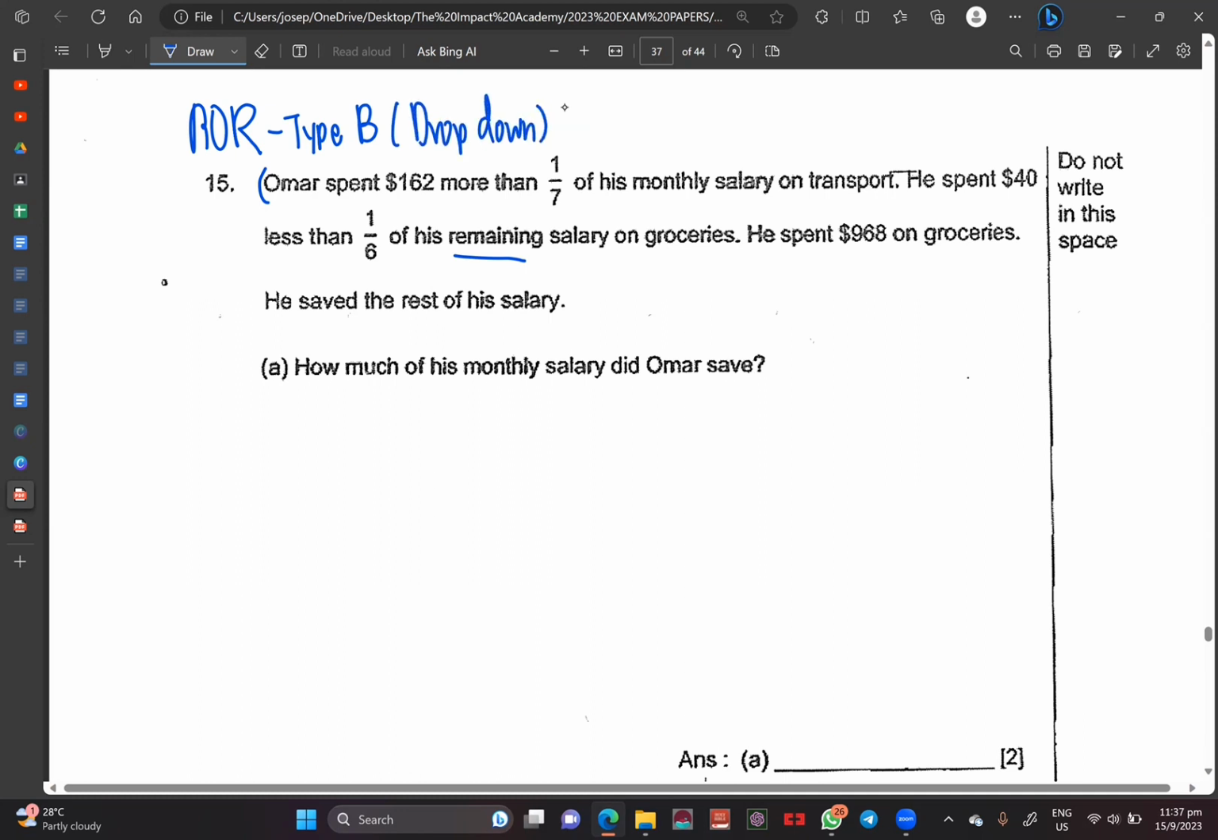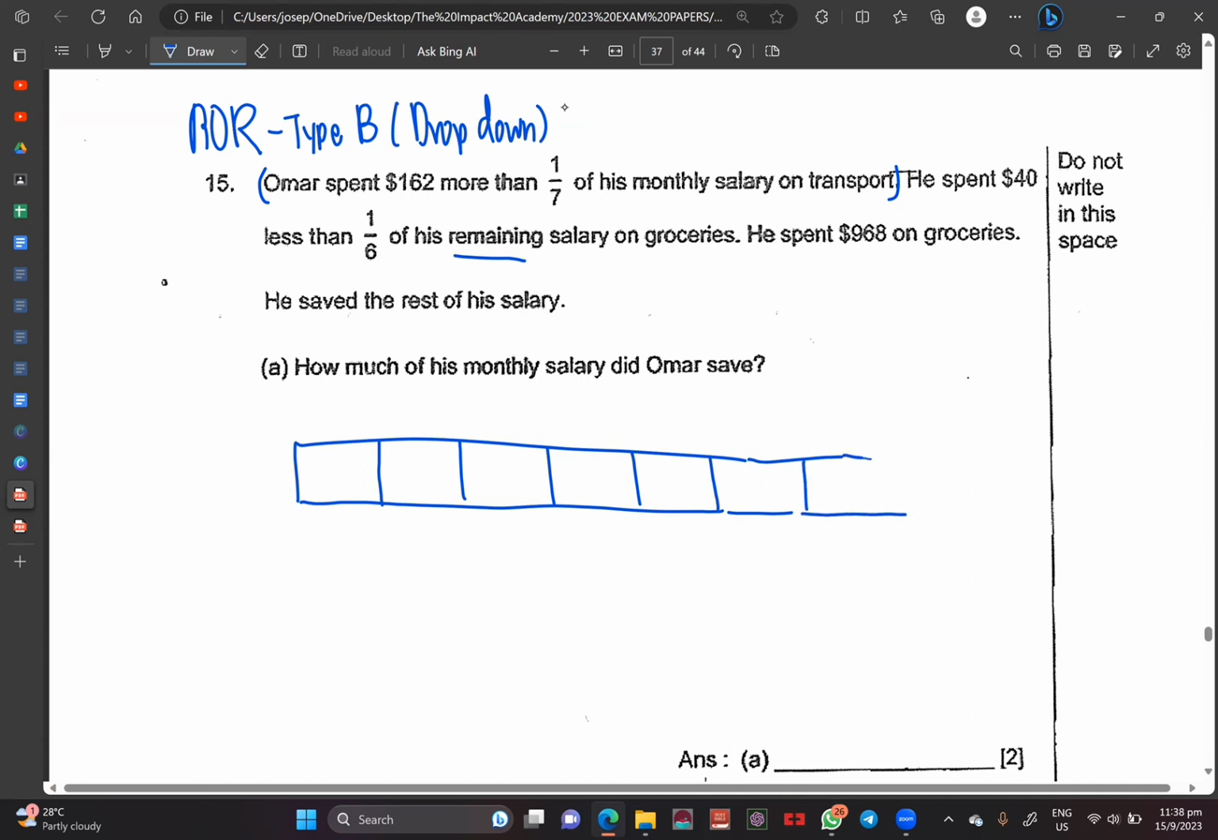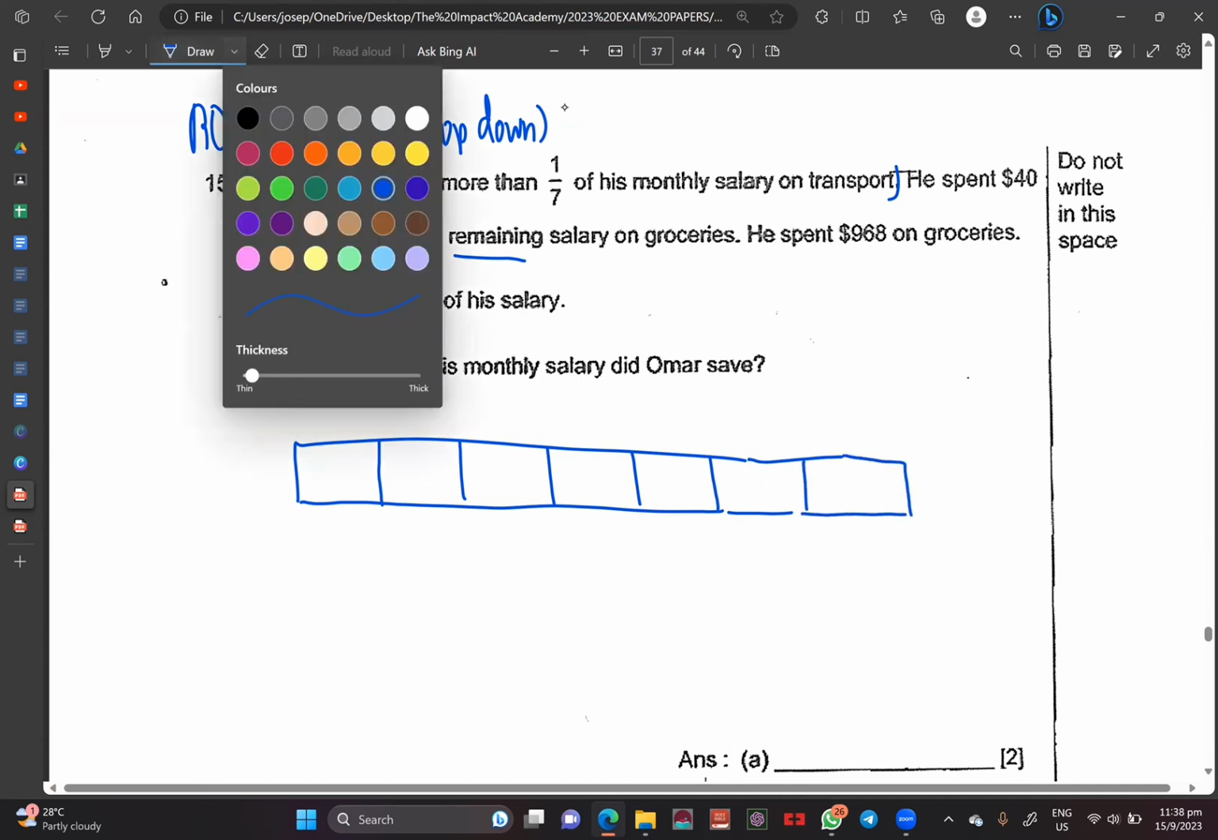So I'm just going to read the first part of the sentence. It says that Omar spent $162 more than 1/7 of his monthly salary on transport. So what we're going to do, we are going to draw a model: 1, 2, 3, 4, 5, 6, 7. Okay, now pardon the horrible drawing.